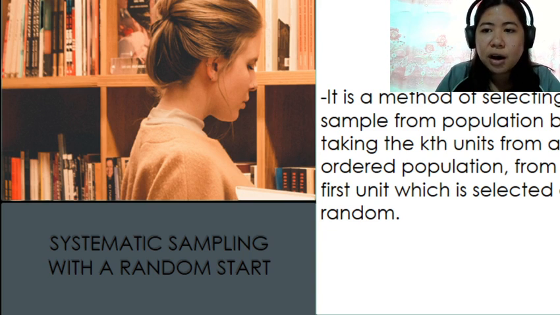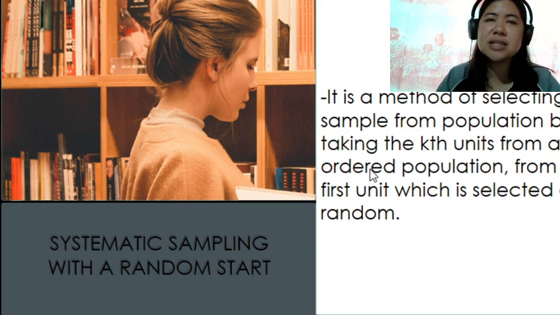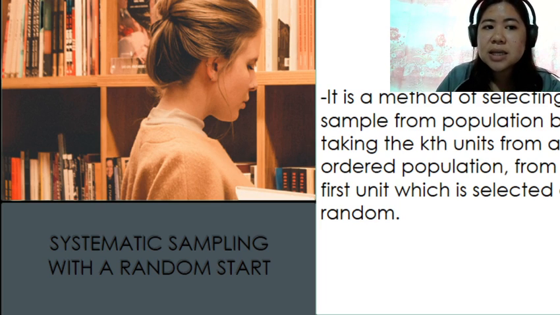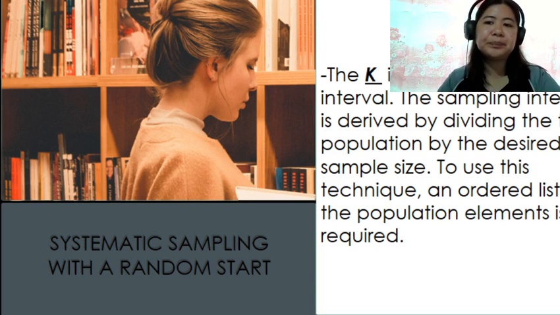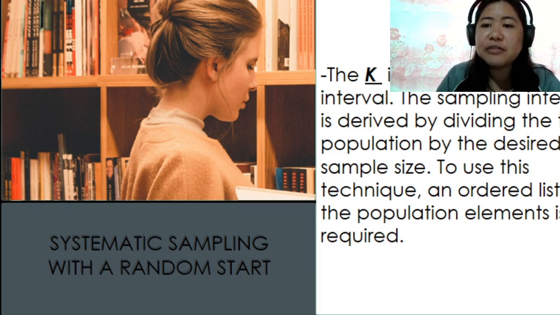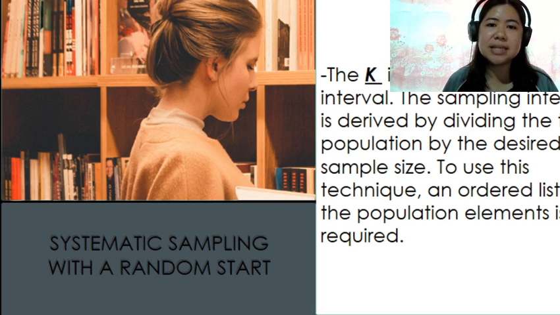It is a method of selecting a sample from a population by taking every kth unit from an ordered population, starting from the first unit, which is selected at random. So the first pick is done randomly. The K here is called the sampling interval. The sampling interval is derived by dividing the total population by the desired sample size. To use this technique, an ordered list of the population elements is required.